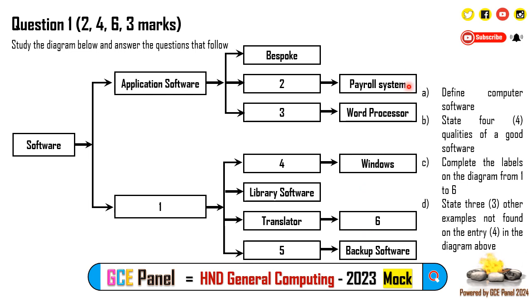So what are the questions? A. Define computer software. B. State 4 qualities of a good software. C. Complete the labels on the diagram from 1 to 6. And D. State 3 other examples not found in entry 4 in the diagram above. So this question alone is how many marks? 15 marks. In Section C, we usually have questions with 15 marks and 20 marks.